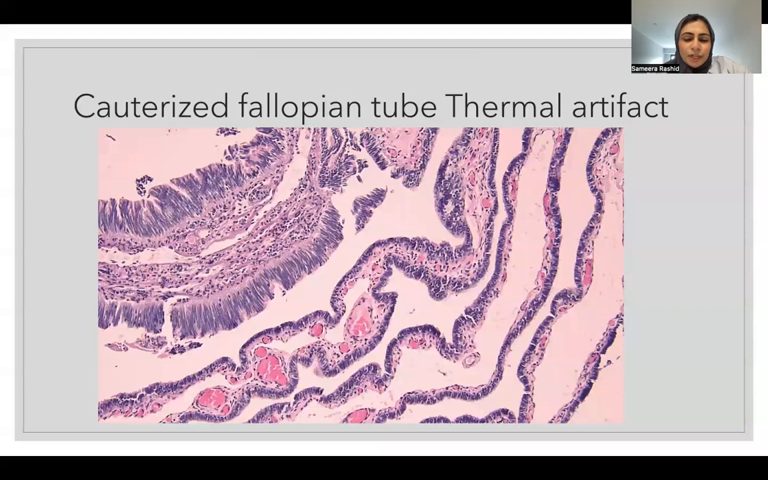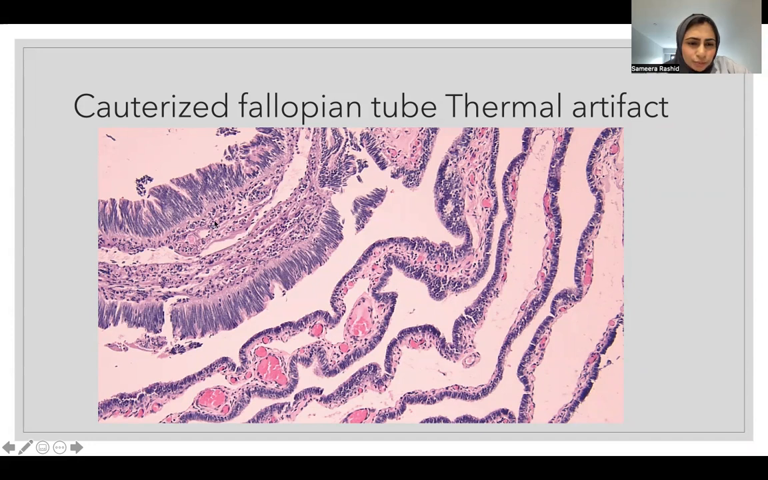Yeah, I think this could be a good example. So I have two fragments of fallopian tube epithelium. One is not cauterized and the other one is cauterized. And this one really looks scary, but if I just pay close attention to it, I can see that the nuclei are so elongated. This is just too long.